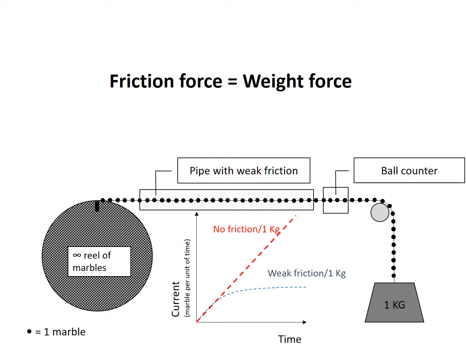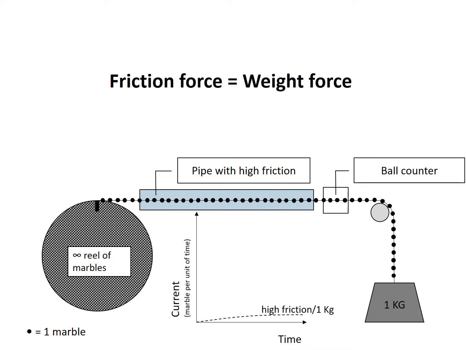In the model with no friction, remember that the current tends toward infinity with time, but in the one with friction, it tends toward a fixed value independent of time. Repeating the mental experiment with a pipe with medium friction, the current will stabilize, of course, to a lower value compared to a weak friction scenario. And finally, to a lower value with a higher friction pipe.